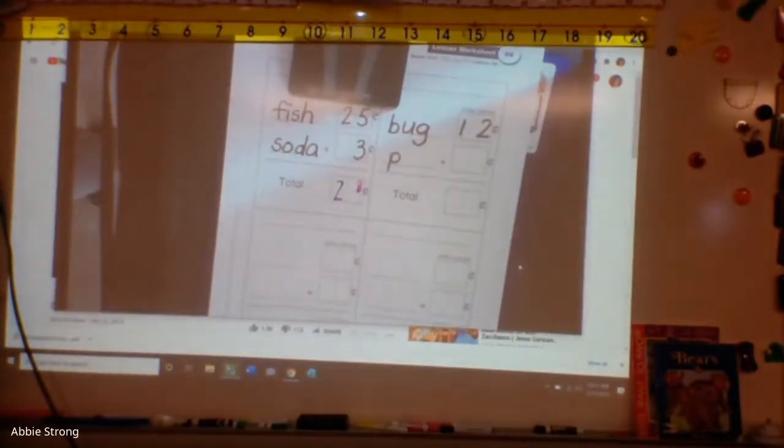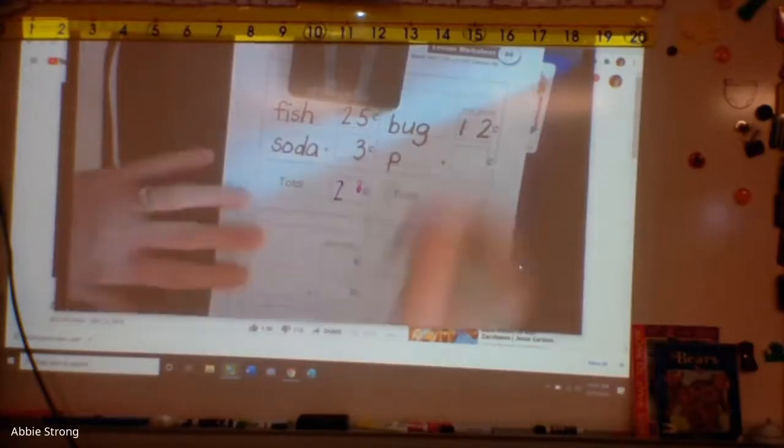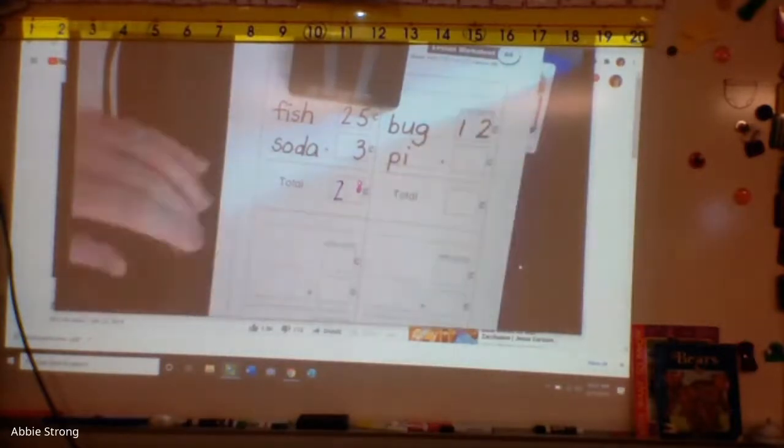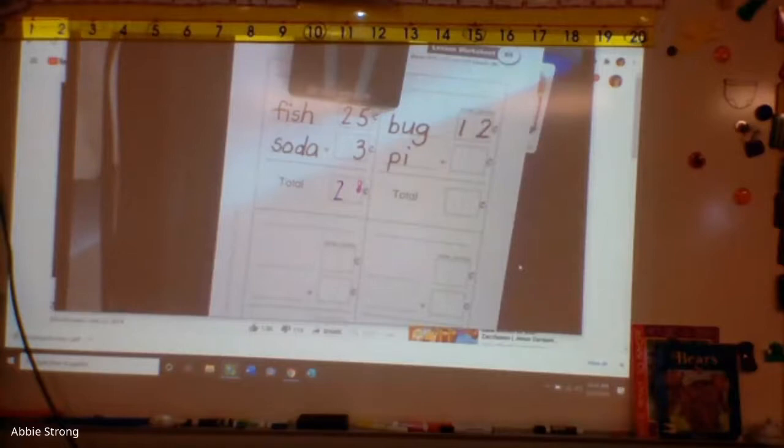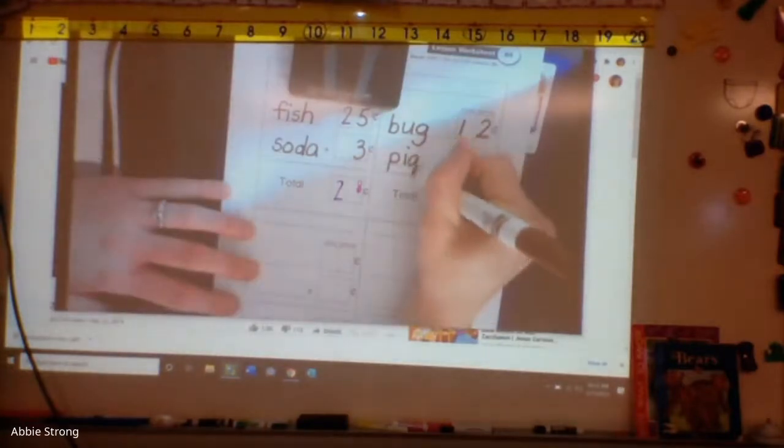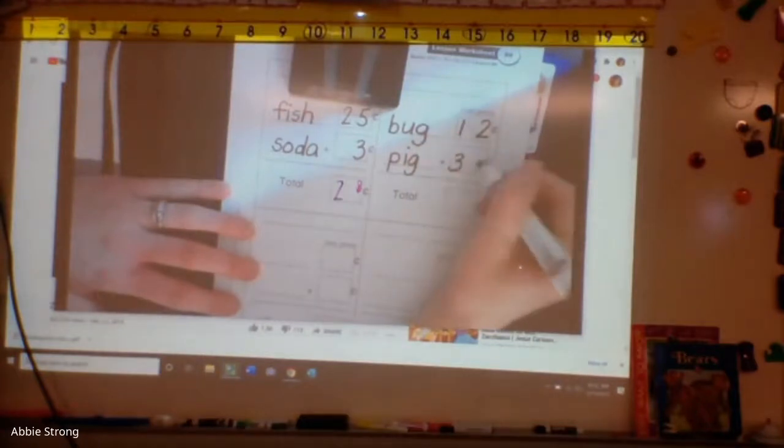What's the sound you hear second? Igloo, icky, insect. Journey. I. What's the third sound you hear? G, g, pig. Aaliyah. Good job, pig. And it was 34 cents.